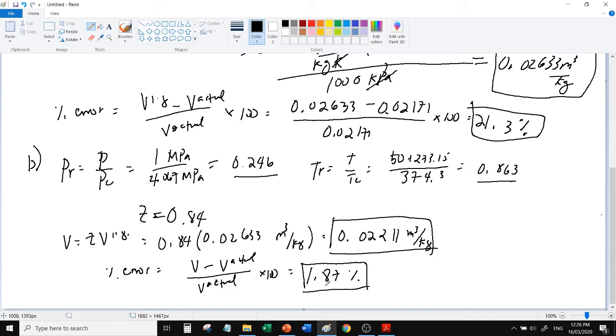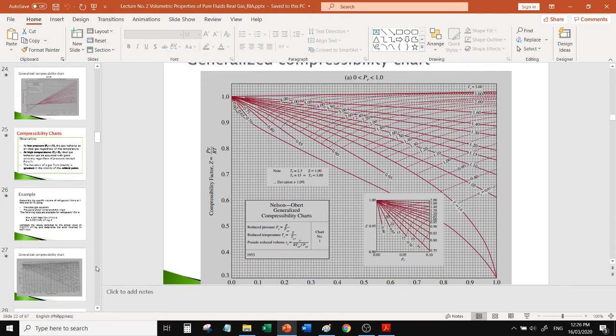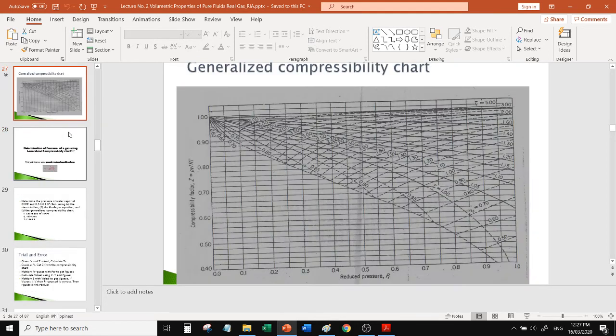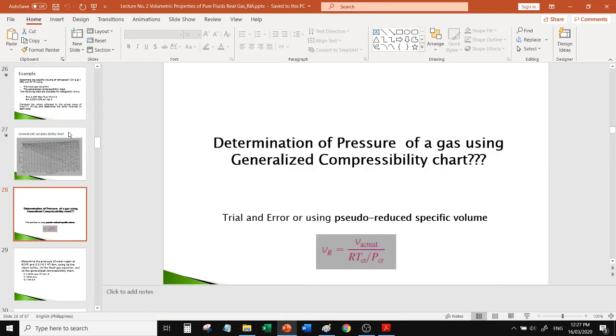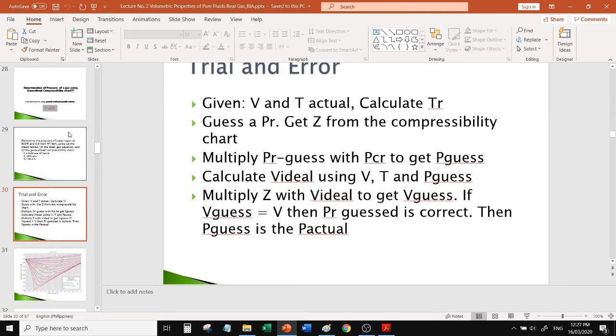So, that's one way we can solve for the properties of real gases by using compressibility charts. Okay? Let's have another example. Other example. So, determination of pressure of a gas using generalized compressibility chart.